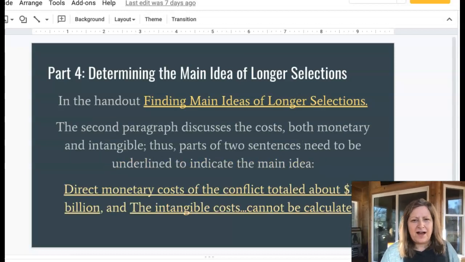The second paragraph discusses the costs, both monetary and intangible, and thus parts of two sentences need to be underlined to indicate the main idea. And what I underlined was direct monetary costs of the conflict totaled about $15 billion. And the intangible costs cannot be calculated, that whole sentence.